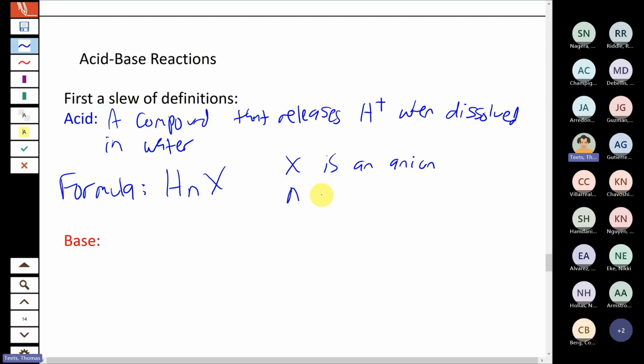And then N is going to be the number of H pluses that you need to balance the anion's charge. So basically, whatever the charge of the anion is. If it's a 1 minus anion, you would just have one H in the formula. If it's a 2 minus anion like sulfate, you would have two hydrogens in the formula to balance the charge. So it's just how many H pluses you need to balance the charge. So that's what the formula looks like. And then when you dissolve them in water, they release H plus.